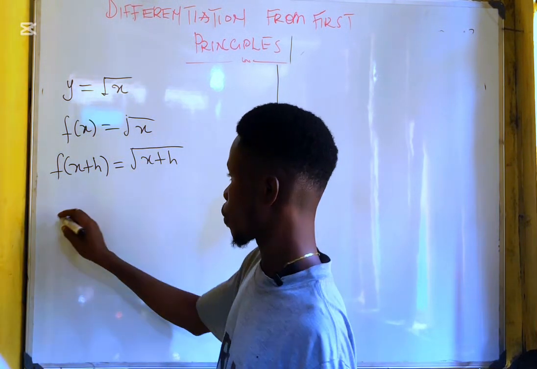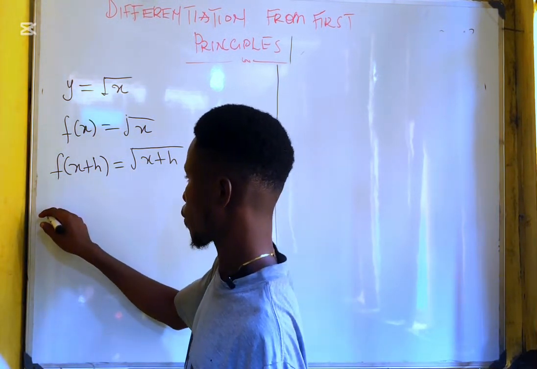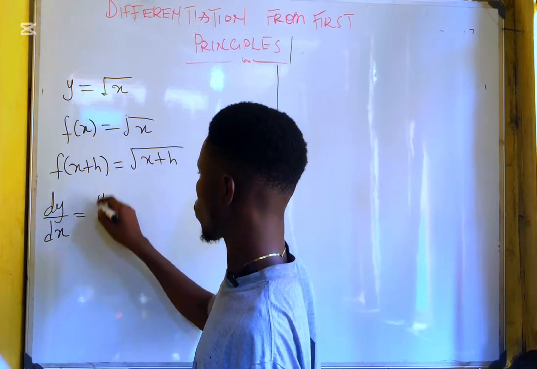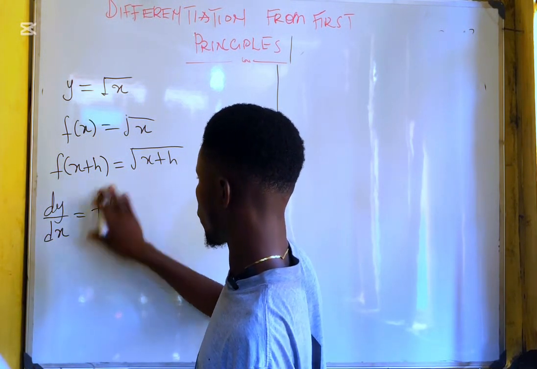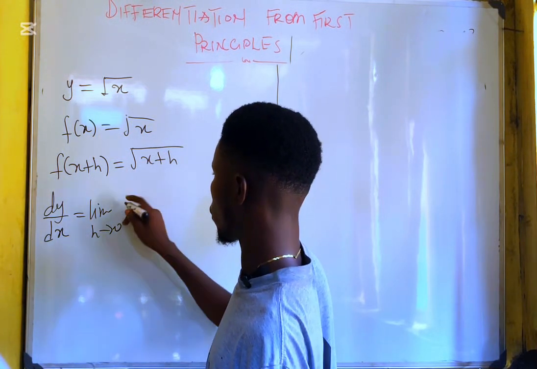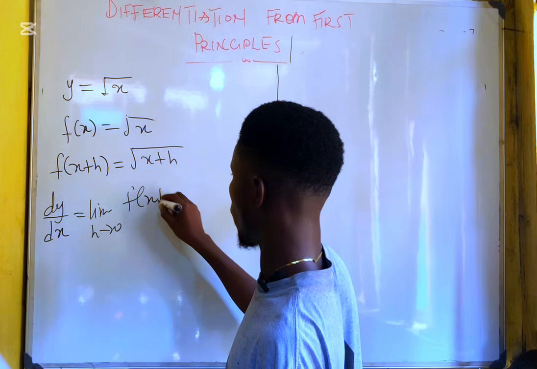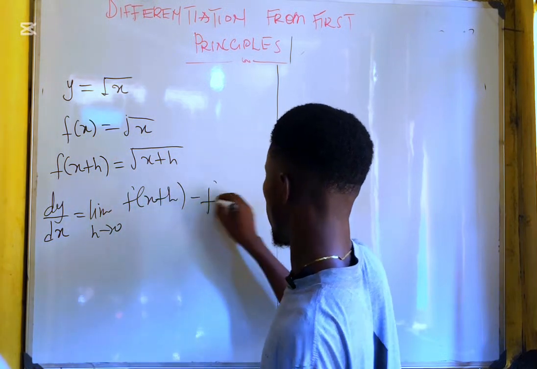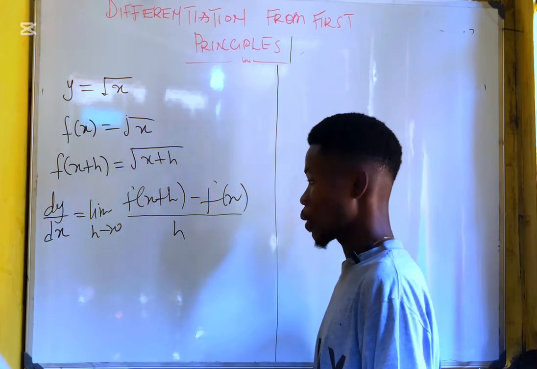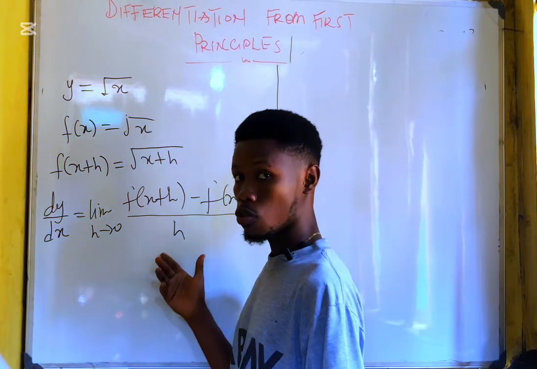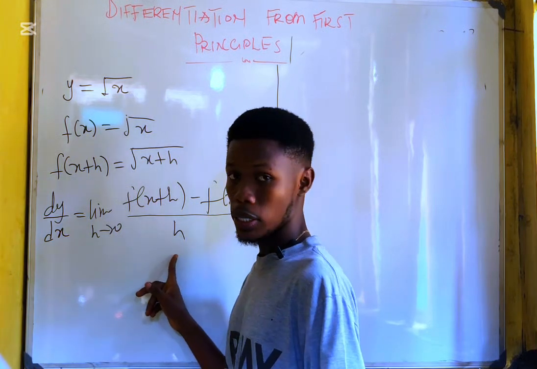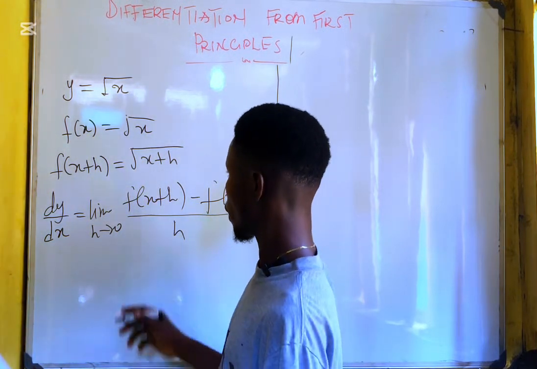So now we come to the formula. dy/dx is equal to the limit as h approaches 0 of f(x+h) minus f(x), all divided by h. Is that okay? So here the aim is to be able to remove this h, but if I put 0 here, it will be undefined. Okay.